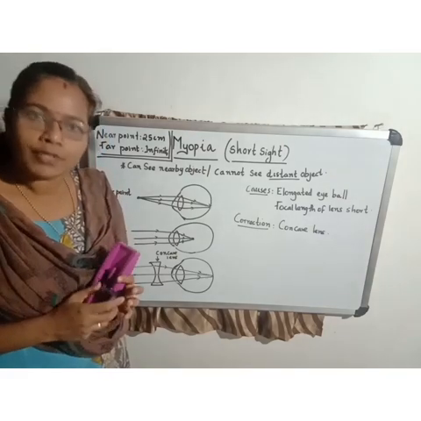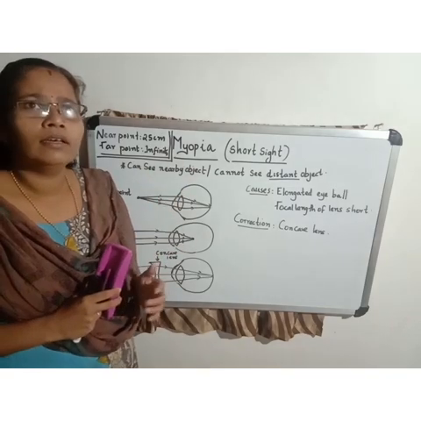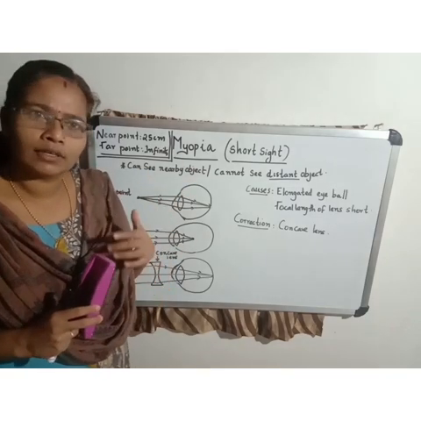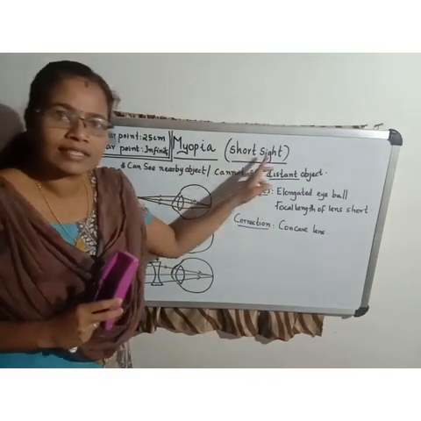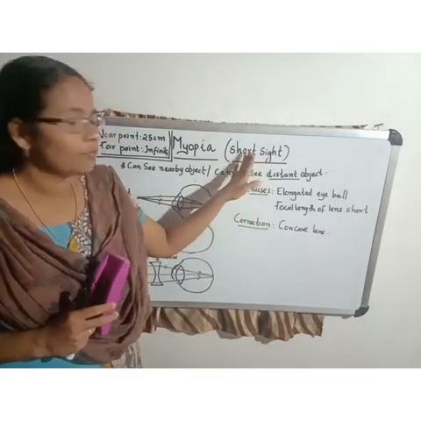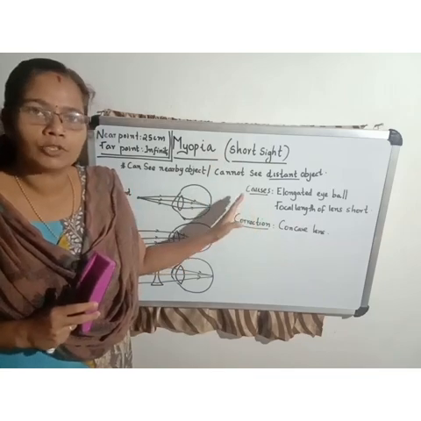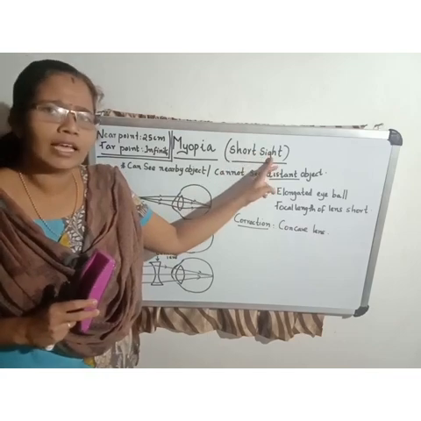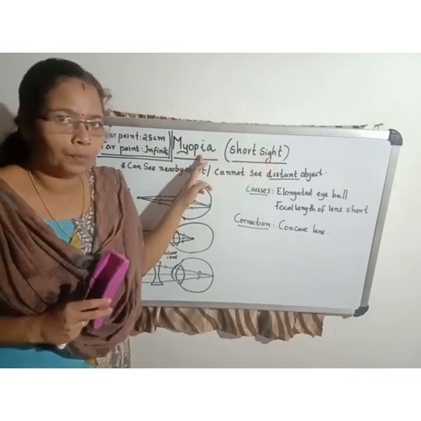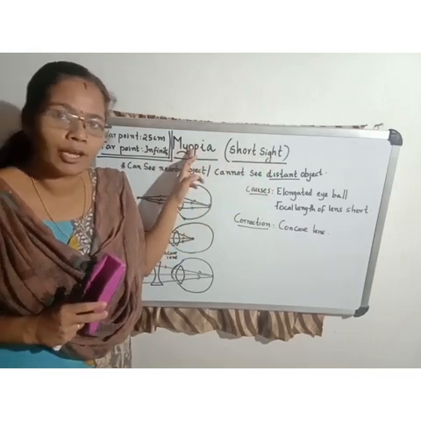First we are discussing the defect we see in most children, which is short-sightedness. So we are studying the first defect of the human eye, which is short sight. Another name for short sight is myopia.